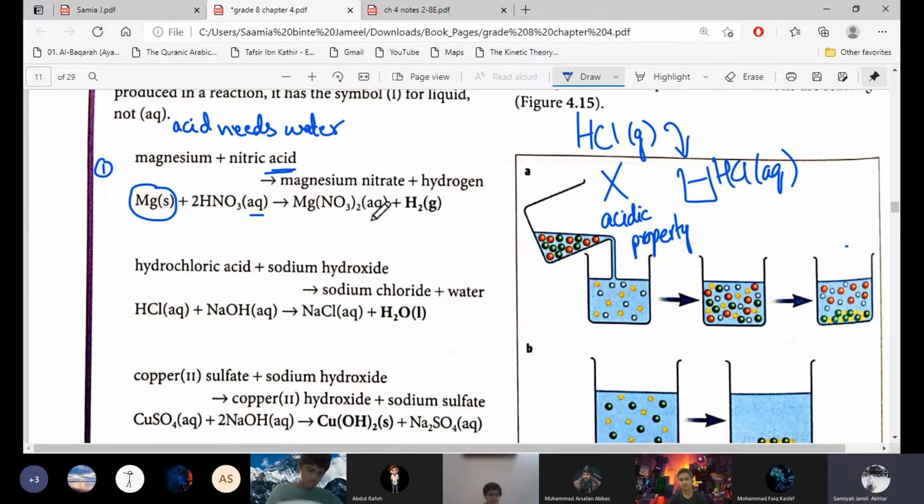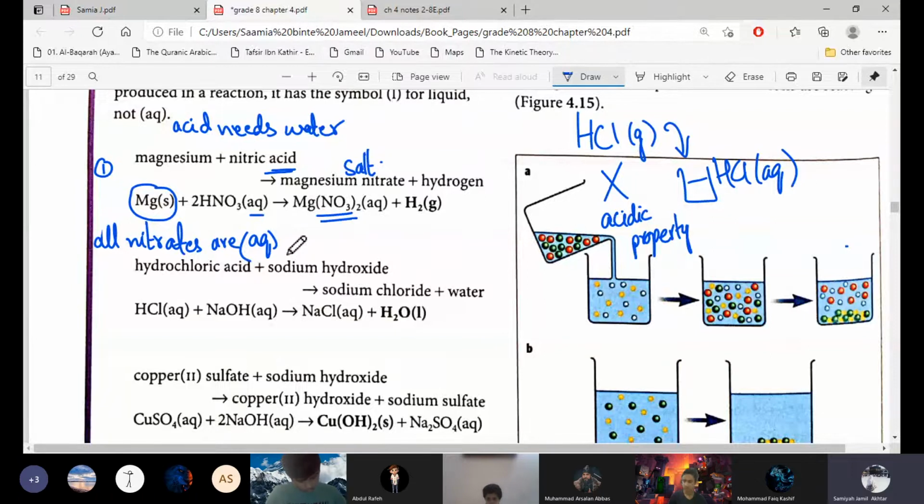And potassium nitrate is also aqueous. Potassium nitrate is a salt, and all nitrate salts are soluble in water. So please write it somewhere. These points which I'm telling you, write them in the corner as rough work: all metals are solid, all acids are aqueous. Similarly, all nitrates are also aqueous. They are all soluble in water.